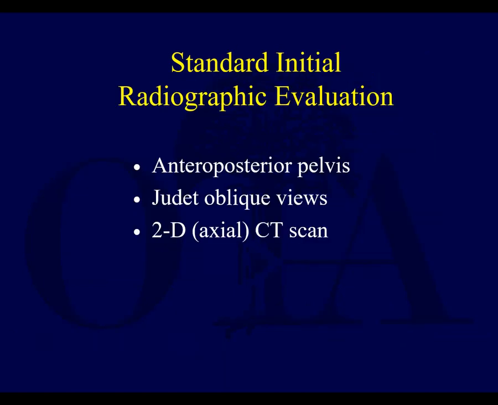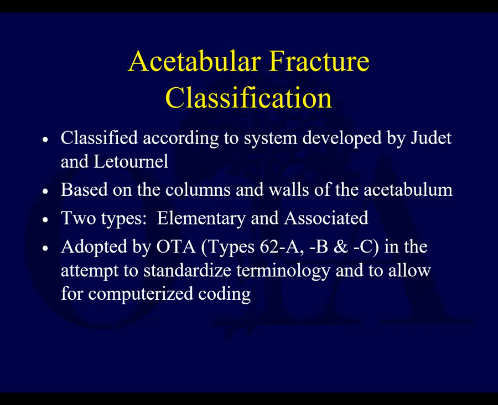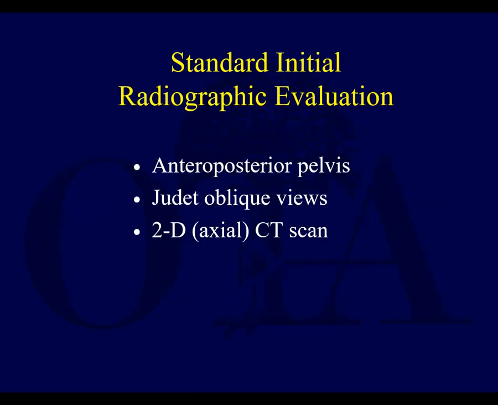So your standard initial radiographic evaluation is an AP pelvis, Judet views, 2D CT scan. Sorry, I'll go back. But I think you can very easily these days get a 3D CT scan, and I think that can be very helpful. And then stress views really are for that posterior wall questionable fracture, if you're not sure whether it's absolutely in need of operative fixation or not.